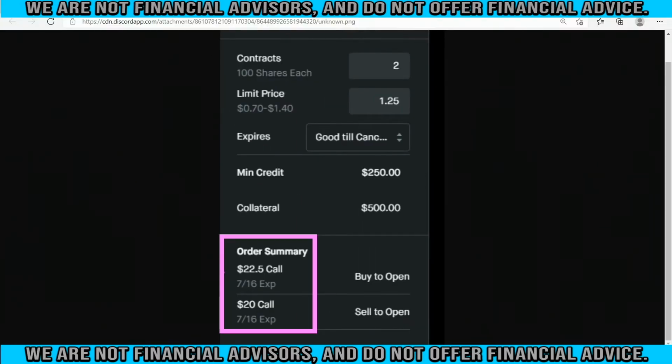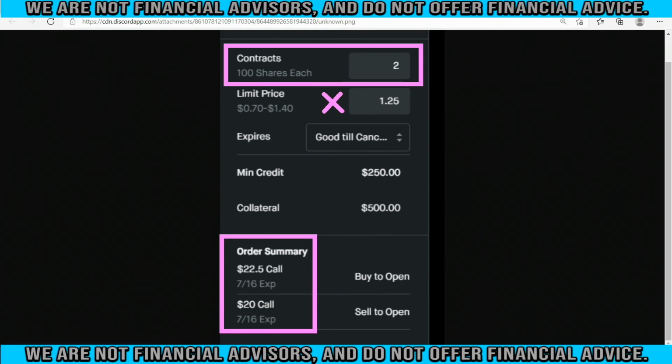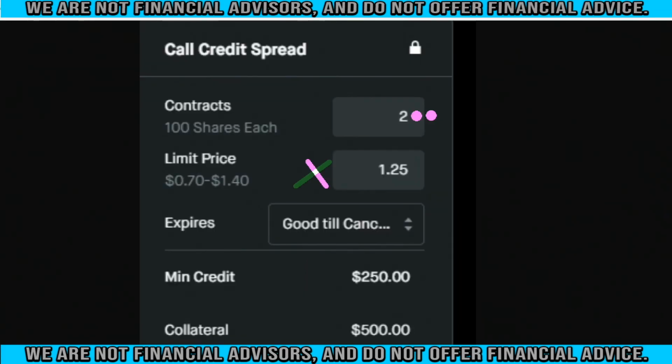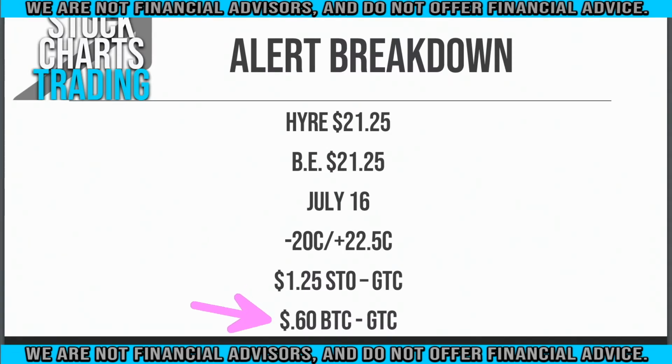As you can see, from $22.50 to $20, that's a $2.50 spread. The limit order being $1.25 is half of that spread between the two strike prices. So this is a 1-to-1 trade. Because we have 100 shares and 100 shares equals one contract and we have two contracts, that would technically make this 200 shares times $1.25 equaling the $250. Once the order is filled, go back in and put BTC on that vertical spread trade at 60 cents, good till cancel, so you can collect your profit.